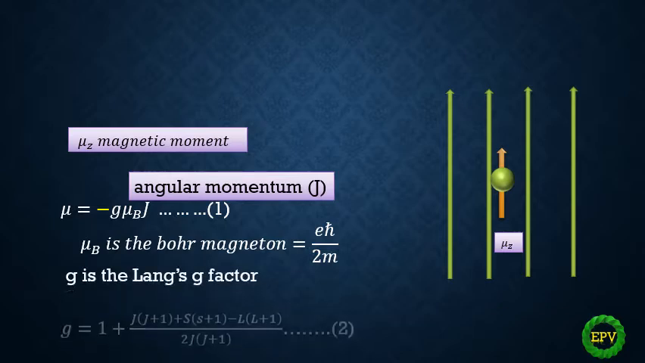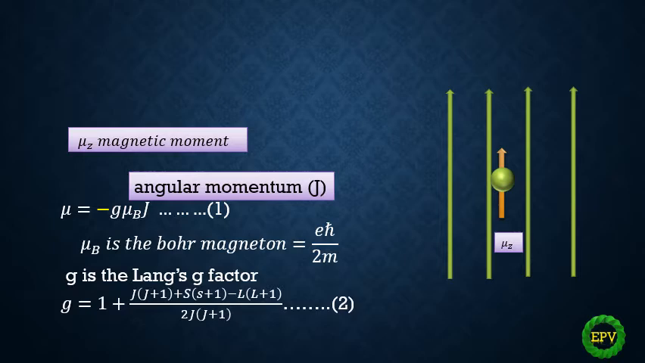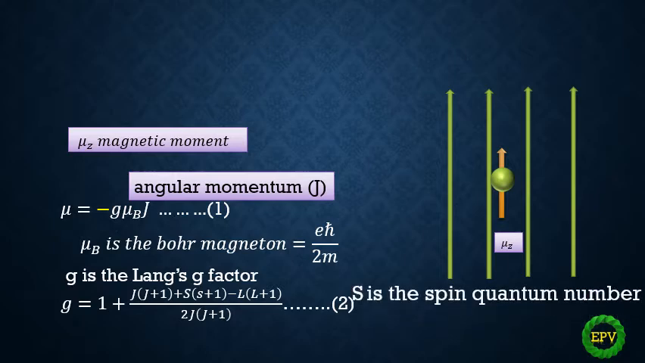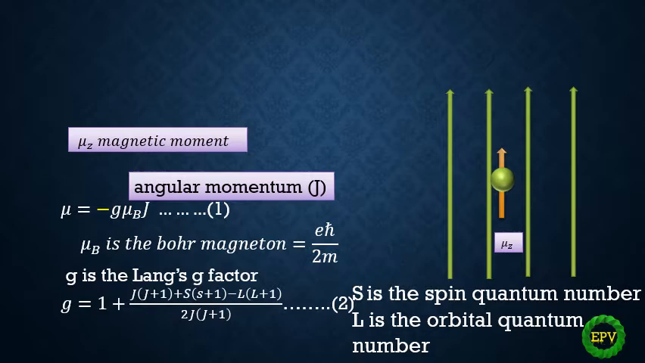g can be represented as 1 plus J into J plus 1 plus S into S plus 1 minus L into L plus 1, divided by 2J into J plus 1. Equation number 2. Here, S is the spin quantum number, L is the orbital quantum number. For an electron, g is equal to 2.